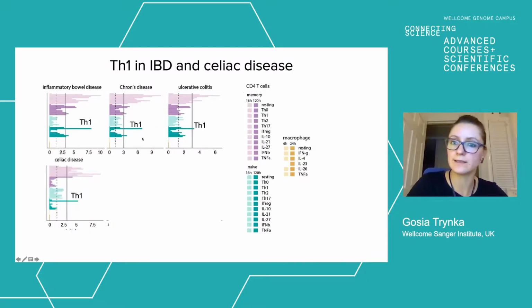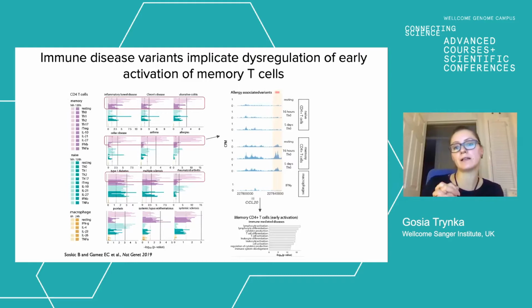So when we applied it to our data set, what we observed was that the method was sensitive enough to identify that there were specific conditions where we observe enrichment of variants in individual cell states, such as, for example, in IBD and celiac disease, we observe strong enrichment in Th1 phenotype, which is a cell type that has actually been shown to play a role in pathobiology of those diseases. But more broadly, what was striking to us was the fact that across a whole range of different immune diseases, we didn't see that there were individual cell states that were particularly enriched for disease-associated variants, but more we observed that these variants were pointing towards this regulation of early activation of memory T cells, which are colored here in a light purple color.